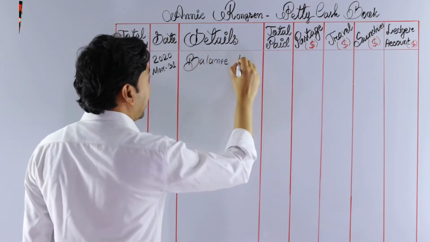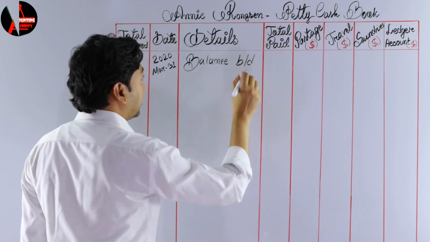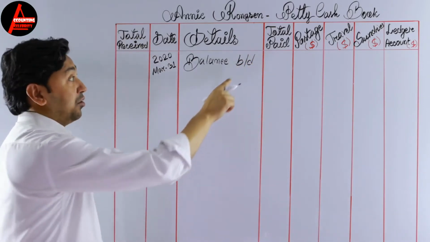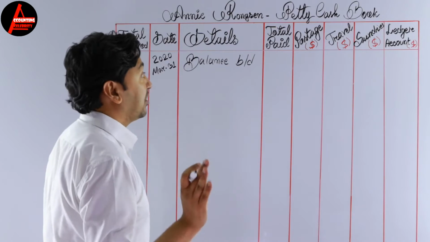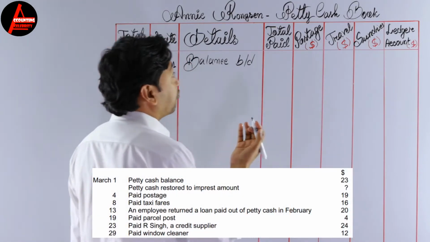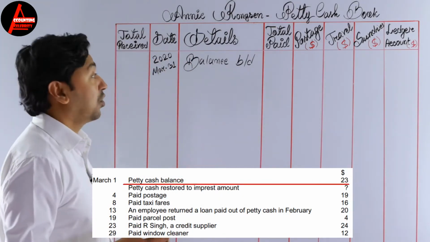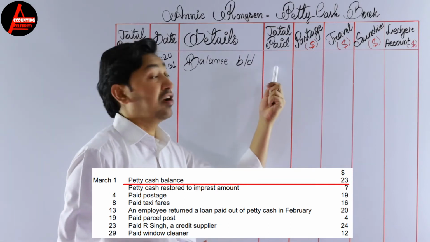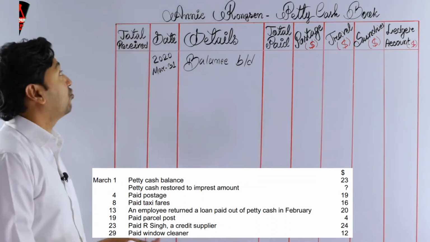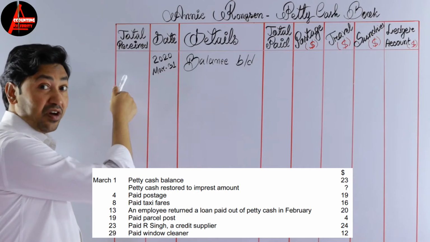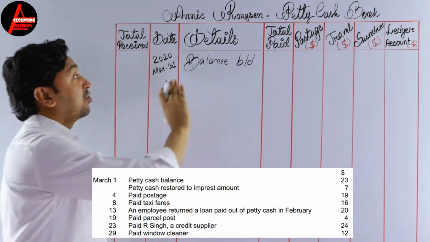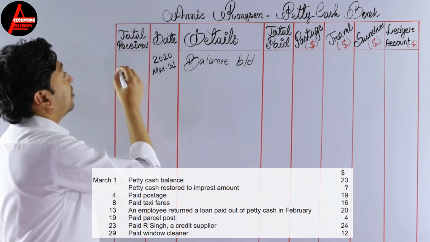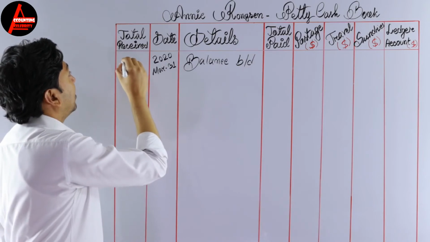Balance means balance brought down. Brought down we can write as balance B/D. Here in the question we have balance brought down $23. So we will not write $23 here, we will write $23 in the received column. Don't feel confused, don't write balance B/D there. So here we will write $23.